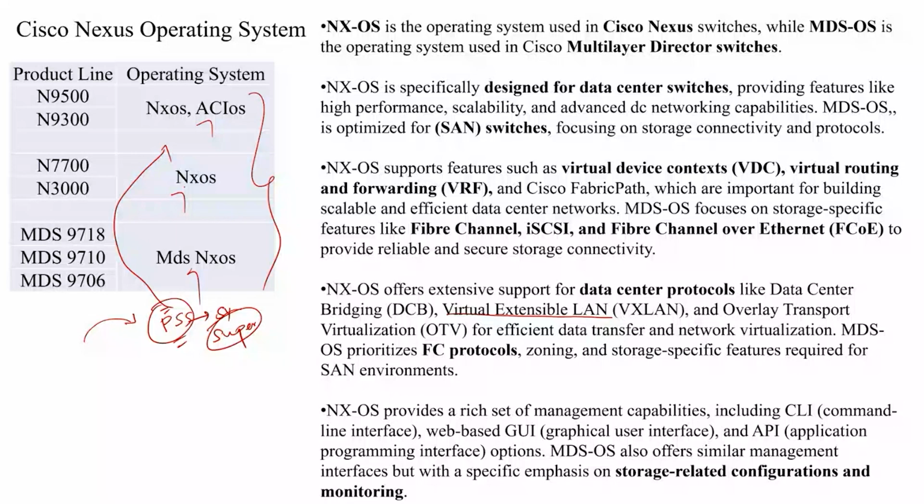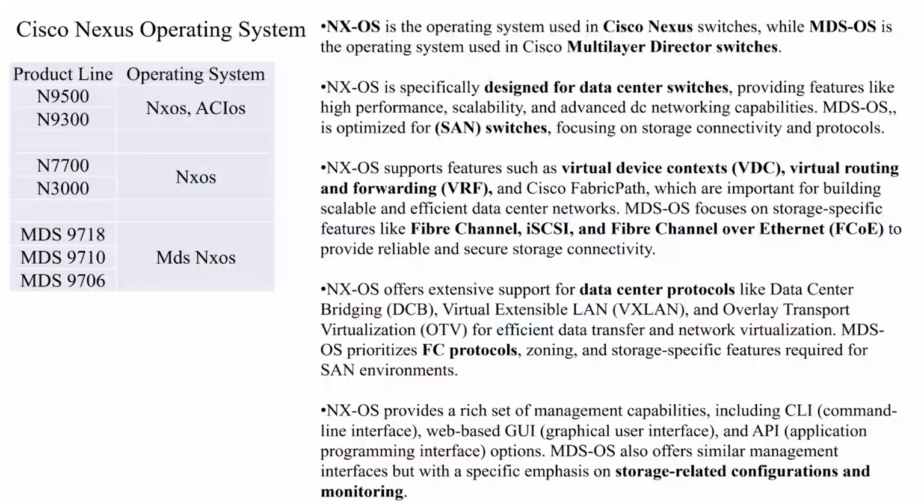So NX-OS, like we discussed earlier, is the operating system on the Nexus, and MDS OS is for the multilayer director switches. NX-OS is for Ethernet and DC, and SAN OS or MDS operating system is for the storage area network. Here are some of the features which come with the NX-OS. As you see, FCoE and iSCSI are the storage protocols. PTC, VRF, that's what we have on the NX-OS because it's a requirement on the DC side. Similarly, NX-OS offers DCI, DCP, OTV, VXLAN.